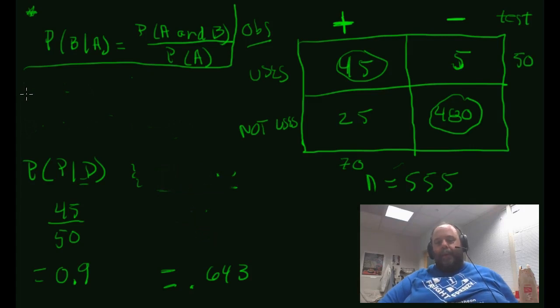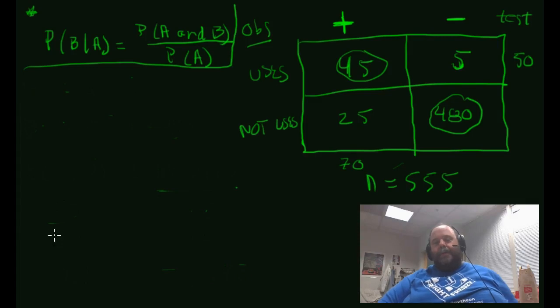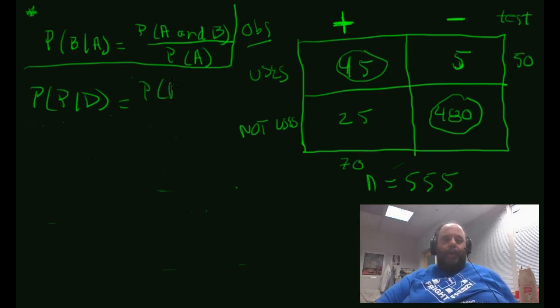So we're going to remember that 0.9 and the 0.643. Those were the answers that I came up with, right? 0.9 and 0.643. Okay. So if I'm looking at my rule here, the probability of P given D, right? So that was the first one I calculated, should be the probability of P and D over the probability of D.